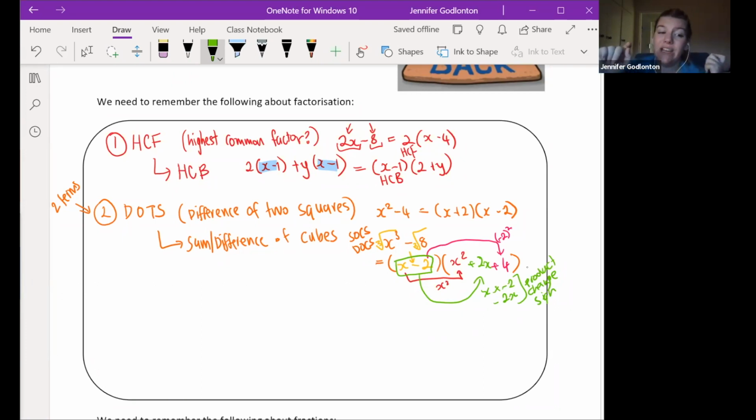So the reason we change the sign in the middle term is when we multiply everything out, if we don't change that sign, then the 2x and the negative 2x don't cancel. And so we wouldn't land up with just x cubed minus 8. We need that middle term to cancel out. And that's why we have to have the minus and the plus. Otherwise, we would have a third term.